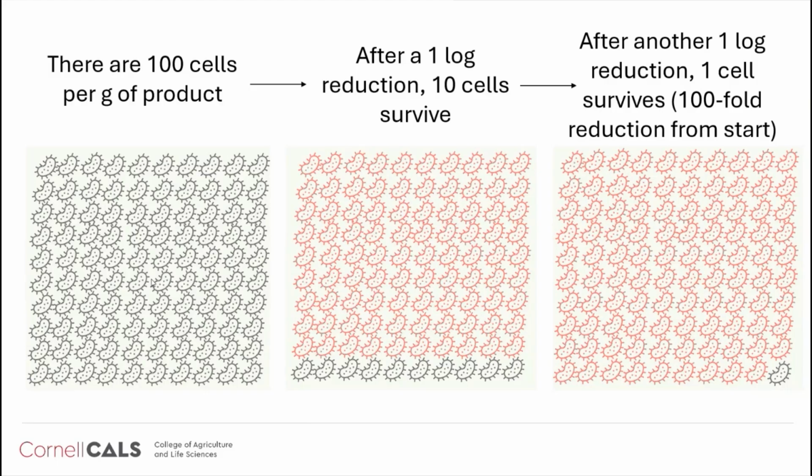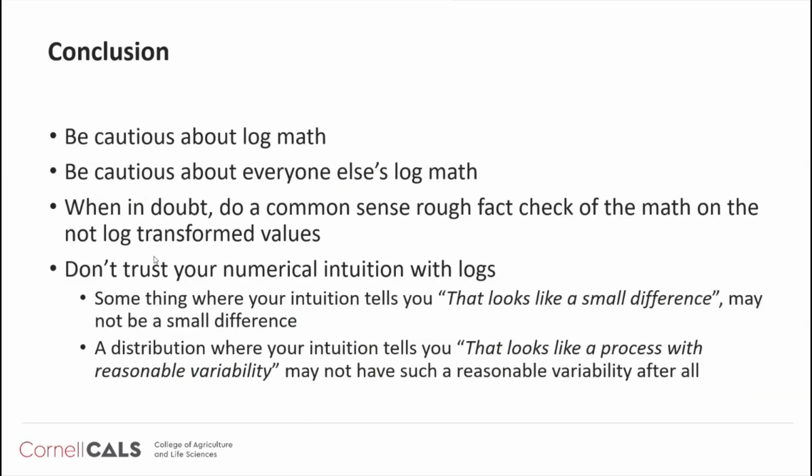So the conclusion of that part is you have to be cautious when people do math with logs. Check the math, make sure the correct concepts and findings are represented. Be cautious when someone gives you log math. When in doubt, do what I call a common sense fact check. Take the log data, retransform it into real numbers, and then check what these numbers tell you when you add them or when you multiply them.